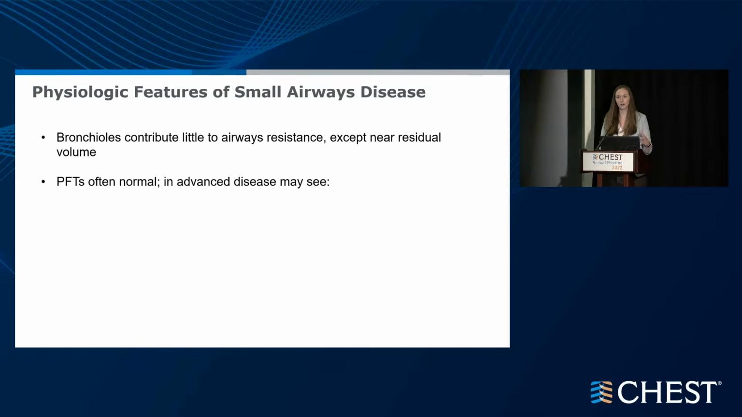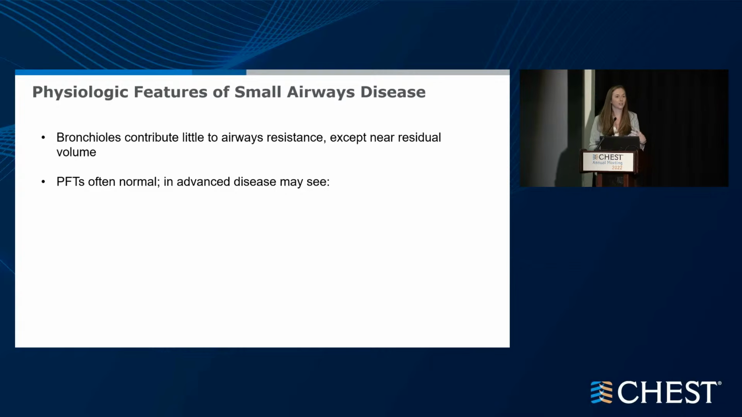And so, as Dr. Cherian mentioned, the bronchioles, due to their relatively very large cross-sectional space in comparison to the bronchi, contribute very little to airways resistance, with the exception of at very low lung volumes. As you approach residual volume, these unsupported small airways may collapse. And so this presents a diagnostic challenge.